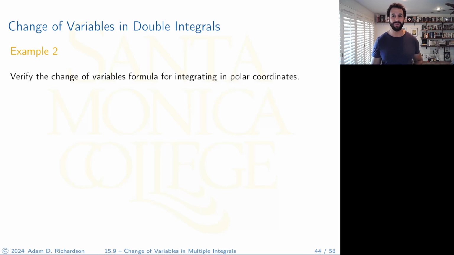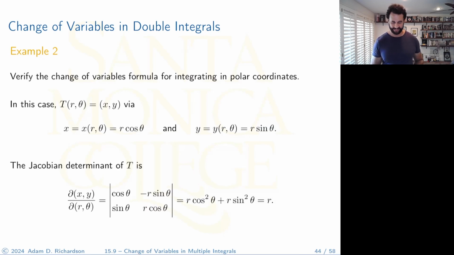All right, here we go. So in this case, what does our transformation T look like? It looks like this. x equals r cosine theta and y equals r sine theta. So that's what the transformation is doing. It's taking this and mapping it to x, and this and mapping it to y.